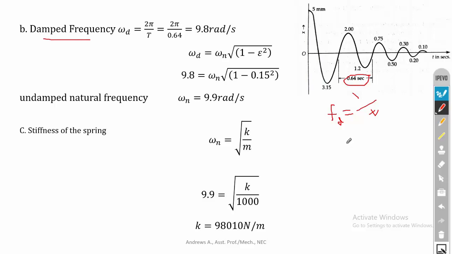because fd is equal to omega d divided by 2 pi. So omega d is equal to fd into 2 pi, so omega d is equal to 2 pi by t. The t is given in the problem, it is 0.64, so we can substitute that. You will get omega d is equal to 9.8 radian per second.